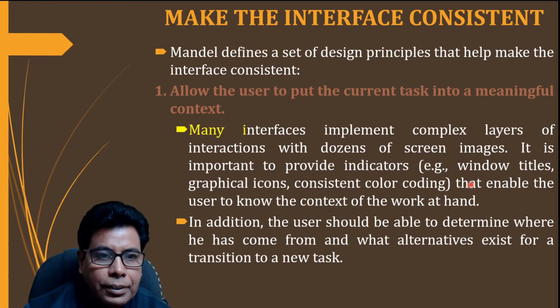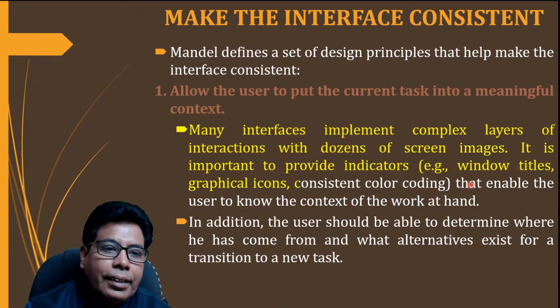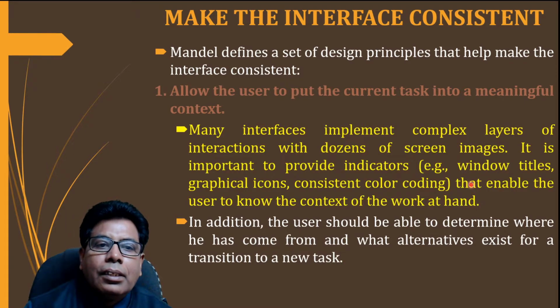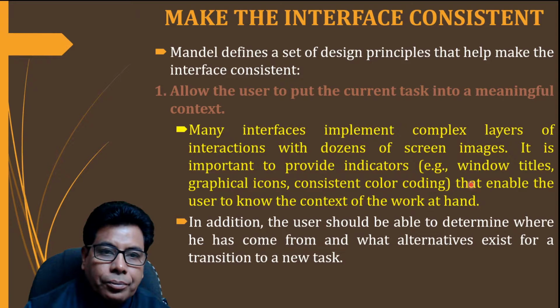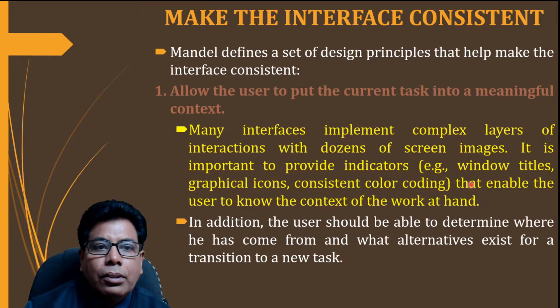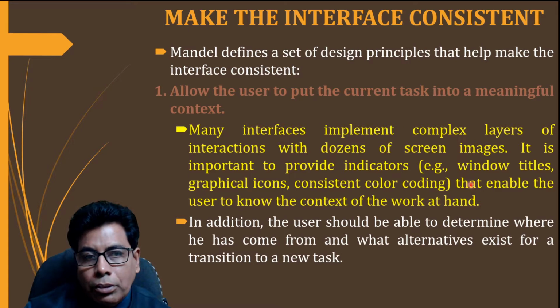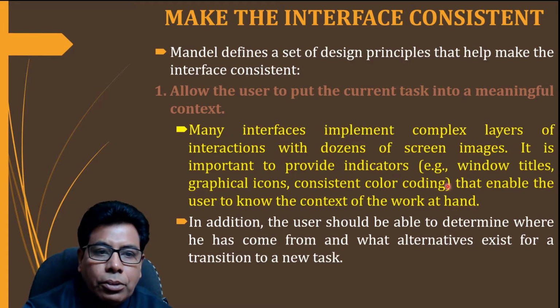Many interfaces implement complex layers of interaction with dozens of screen images. A lot of images are there on the screen. So it is important to provide, say, a window title, graphical icons, consistent color coding that enable the user to know the context of the work at hand. So that is very important. The current task should be meaningful. So for that we should make use of, say, different colors for the task.